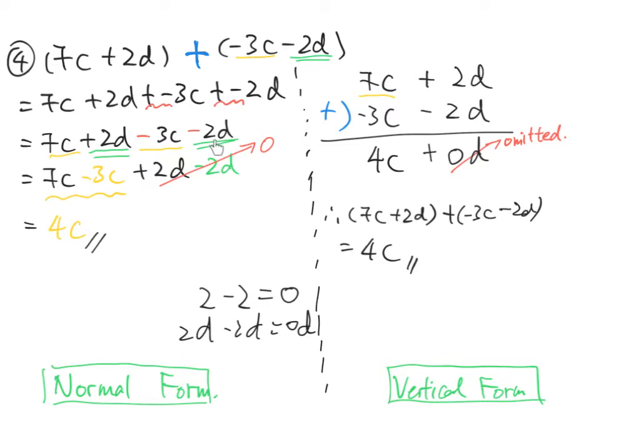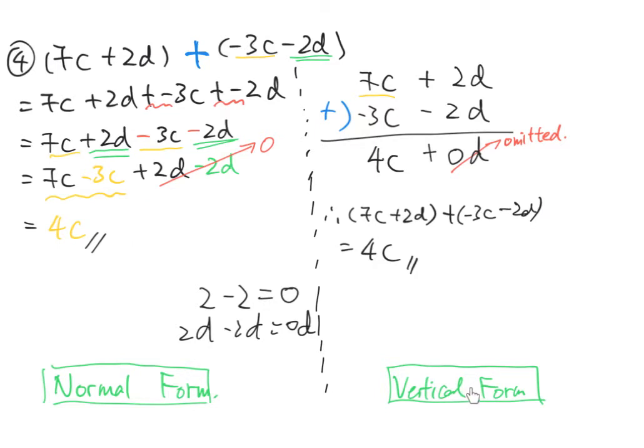And then we move the like terms side by side. We know that 7c has a like term, minus 3c, so we move the minus 3c to the side of 7c. And 2d has a like term, minus 2d, so write them side by side. Then 7c minus 3c becomes 4c. Plus 2d minus 2d becomes 0, so write nothing here.